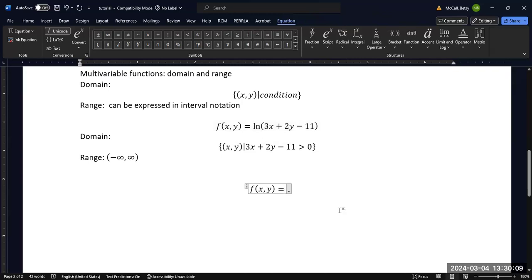So let's think about arcsine of x over y.